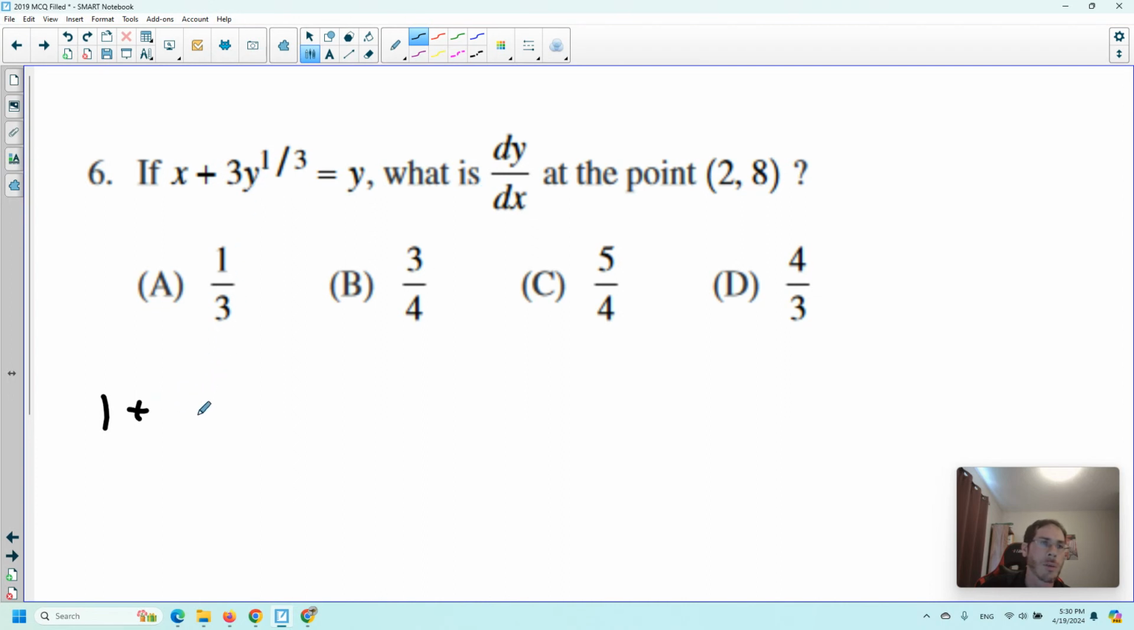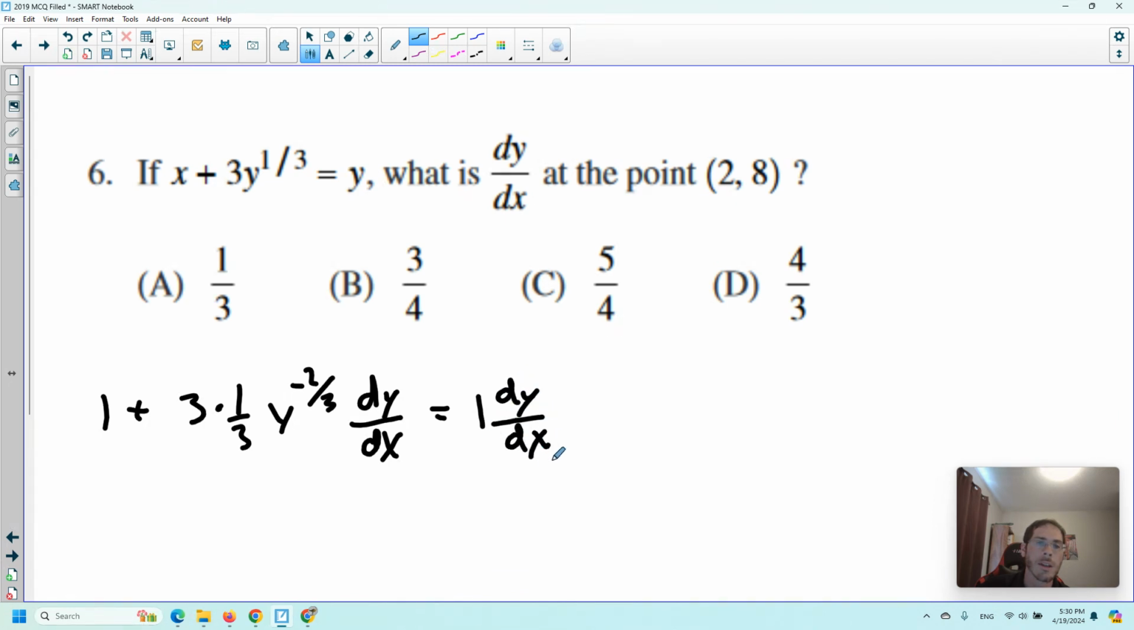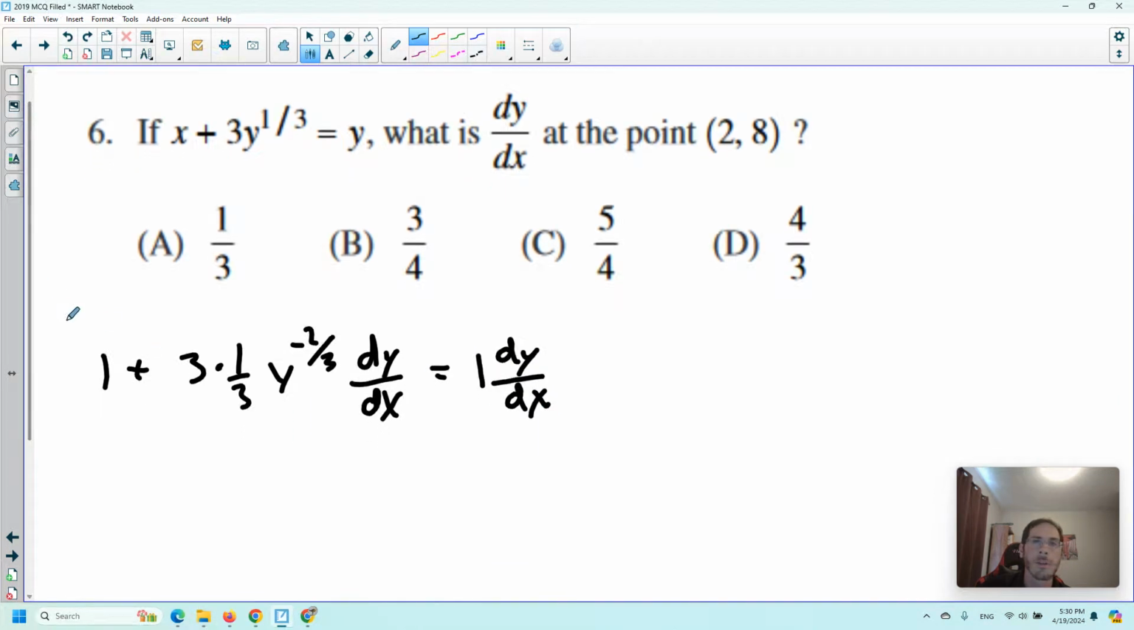All right, we got to do 3 times y to the 1/3. So that's going to be 3 times, we bring the 1/3 out front. We subtract 1 from the exponent, and that's a dy/dx. For derivative of y, that's just 1 dy/dx. So now the plan is pretty straightforward. We just got to do some algebra to get the dy/dx by itself.